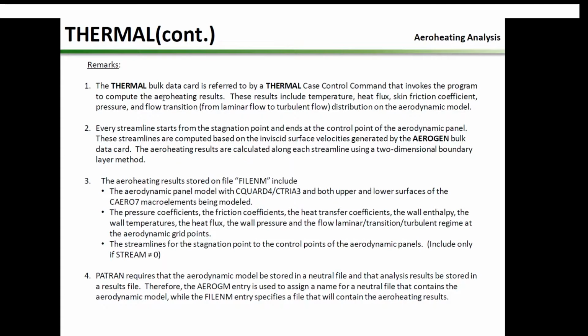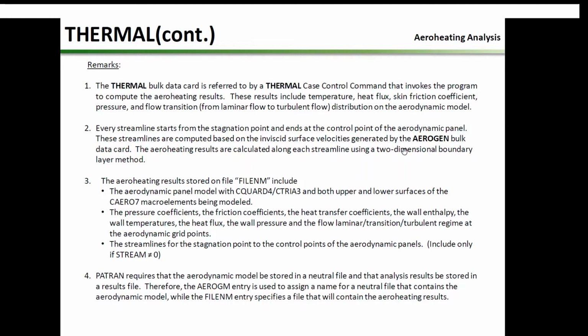So the THERMAL bulk data card is referred to by the THERMAL case control command to compute the aeroheating result. This result includes temperature, heat flux, skin friction coefficients, pressures, and the flow transition from laminar to turbulence distribution on the aerodynamic model. Every streamline starts from the stagnation point and ends at the control point of the aerodynamic panel. These streamlines are computed based on the inviscid surface velocity generated by the AEROGEN card.